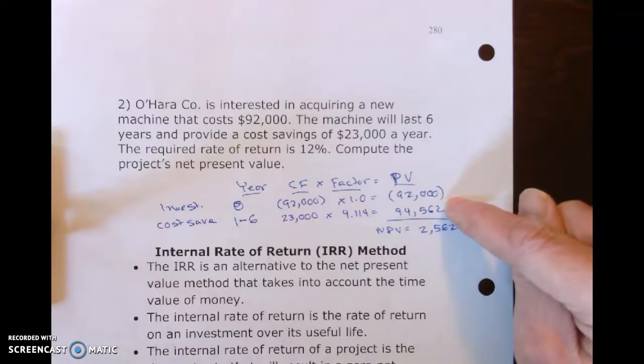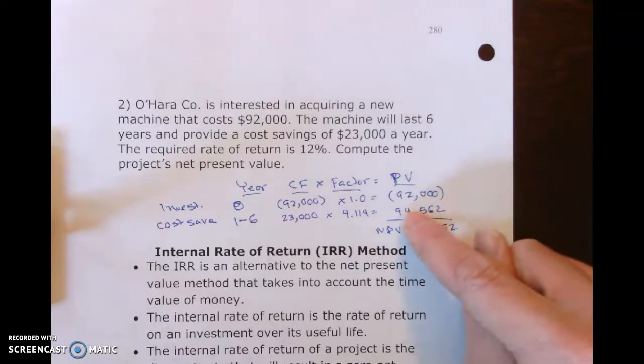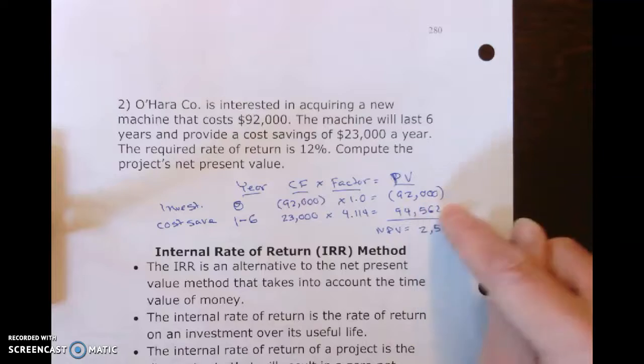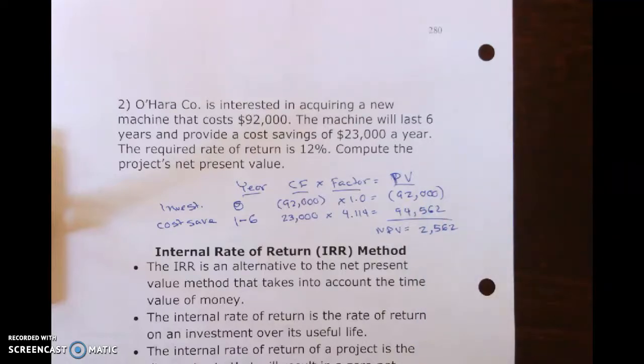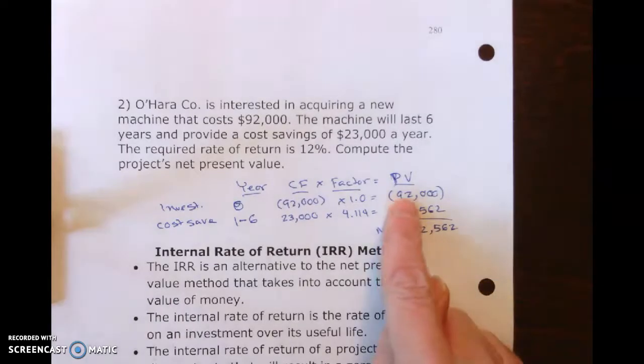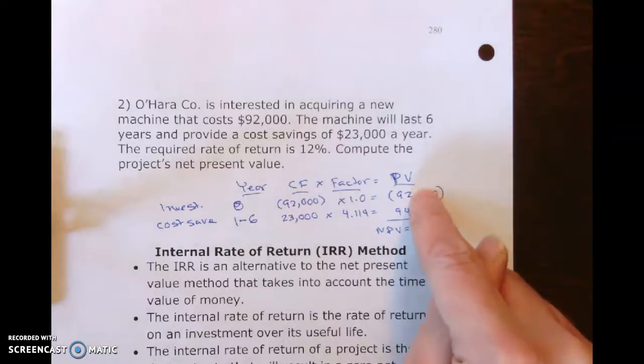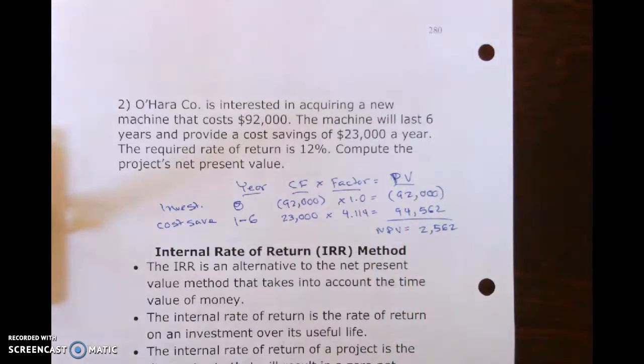Again, don't get confused thinking I take 94,562 minus a negative, which would then of course be a plus, plus. People have said that to me in the past, and so you just need to treat this as a cash outflow. Cash inflows minus cash outflows. It's just in parentheses to show you that it's a cash outflow. Okay? $2,562 is my net present value. Should we take the investment? Yes, we should, simply based upon this.